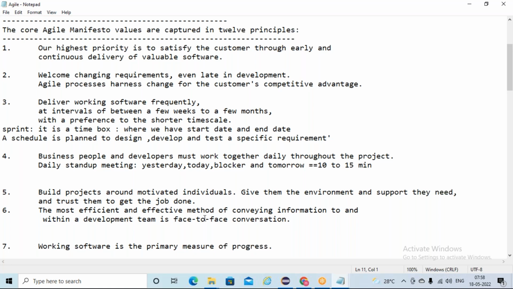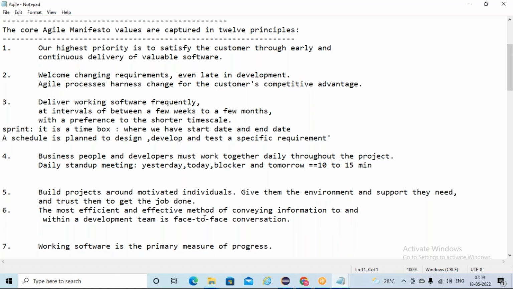Our highest priority is to satisfy the customer through early and continuous delivery of valuable software. Yes, it is again that part of the manifesto. Our highest priority is to give importance to the customer through early continuous deliverables. Like how we are planning sprint-wise.